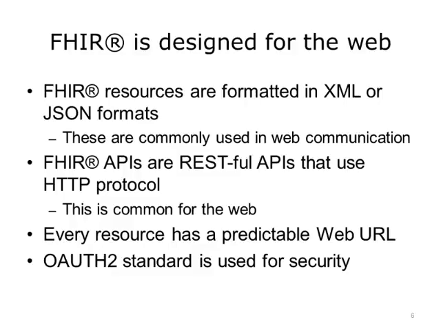That means that a small set of operations are used, such as get a resource and post a resource. Additionally, there is a predictable URL for each resource. And for security, we use a web security standard called OAuth 2. These are well-accepted standards used in web communication, but we encourage you to do further research if you are interested in any of these characteristics of FHIR.